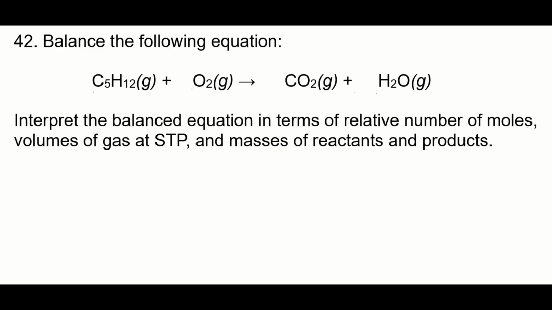First, we're asked to balance this equation. On the reactant side, we have a hydrocarbon and oxygen, and on the product side, we have carbon dioxide and water. So this is known as a combustion reaction. Specifically, it's called a complete combustion because all you get is carbon dioxide and water.